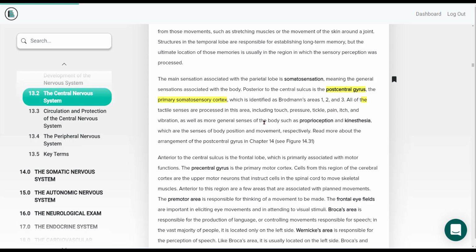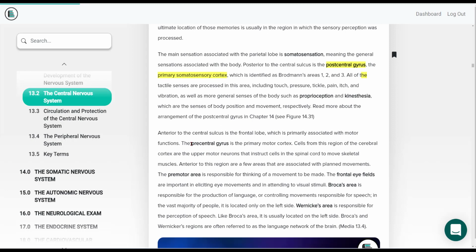This is the area where you're feeling, right? You're feeling all these things that come in from your body. So senses, right? The fact that you can feel pressure and touch and pain and vibration, all of those signals go up the spinal cord and go right to this region, the postcentral gyrus, and we'll see this as we go forward.